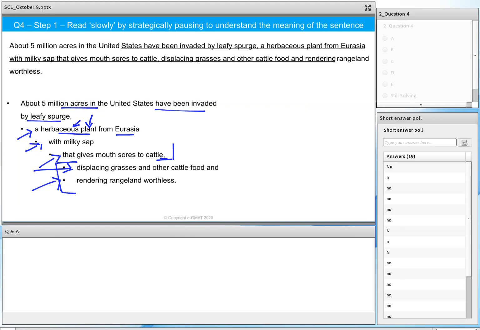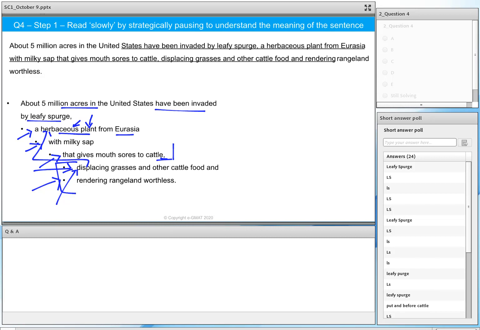Okay, so if the sentence is illogical, then what do you think displaces grasses and other cattle food? What other entity in the sentence can logically make sense in saying that it displaces grasses and other cattle food? Absolutely correct. You can call it leafy spurge, you can call it herbaceous plant, whatever it is. It is only leafy spurge that can displace grasses and other cattle food. So this action, we must connect it logically with a herbaceous plant or with leafy spurge. It's the same thing. Leafy spurge is equal to herbaceous plant.